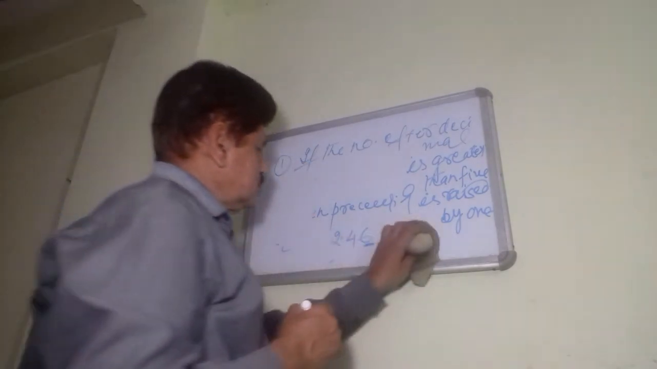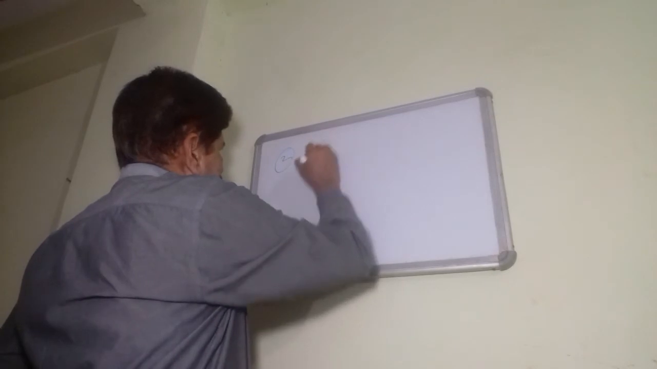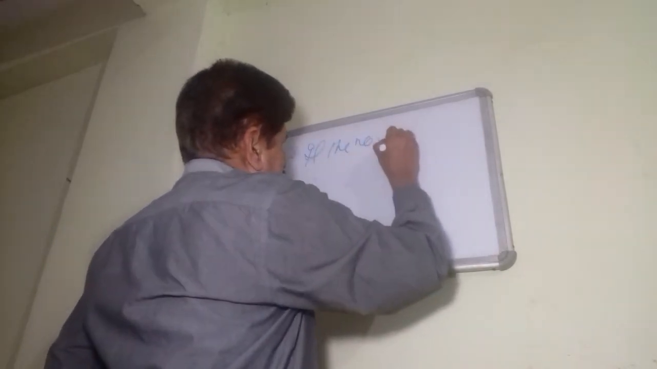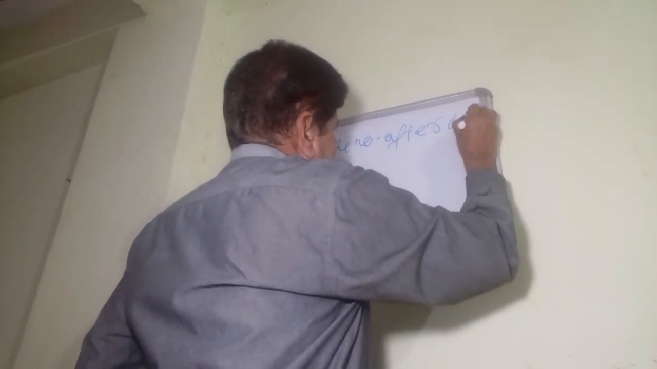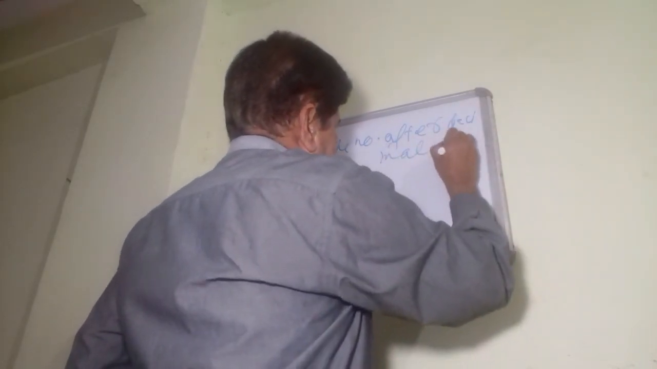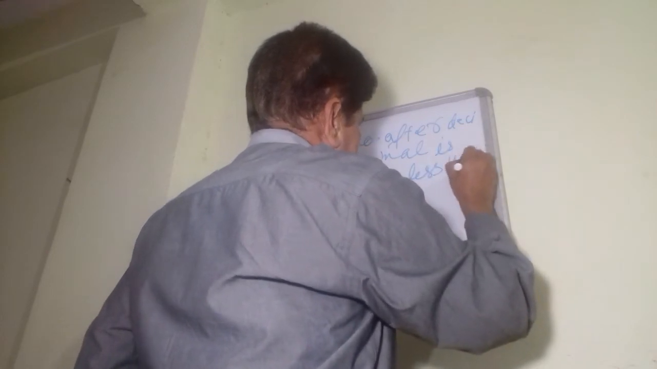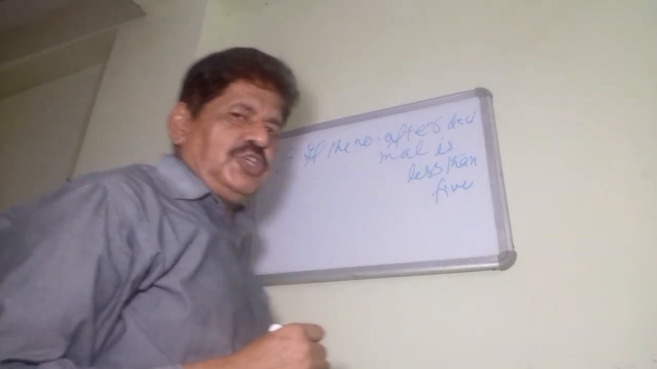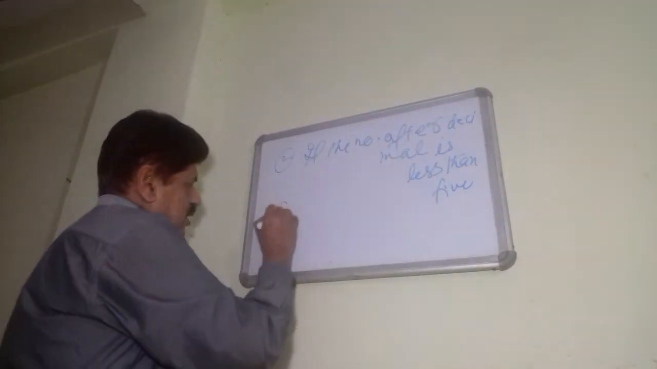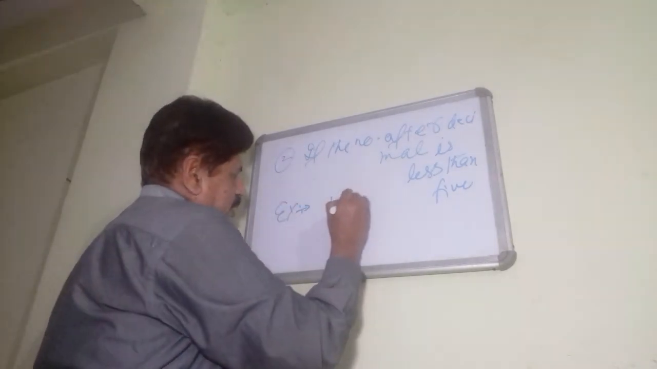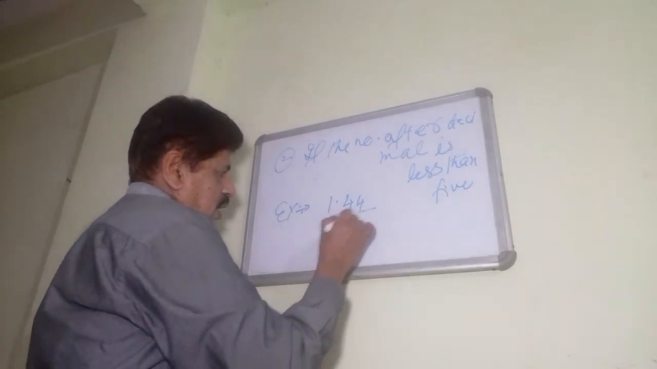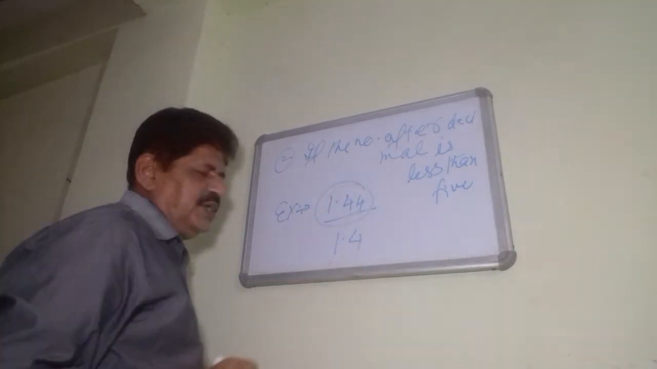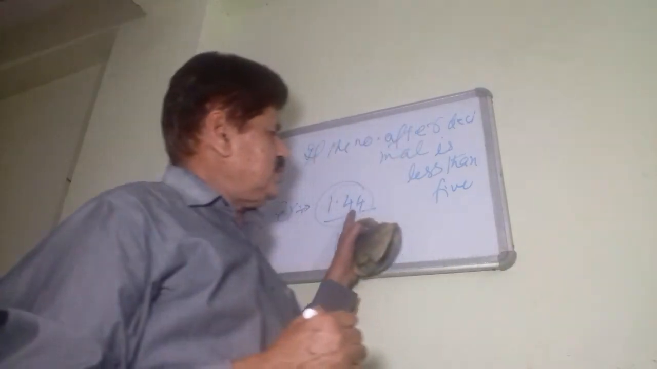Next, if the number after the decimal is less than 5, then the preceding number does not change. So for example, 1.44, after round off it becomes 1.4 because 4 is less than 5.